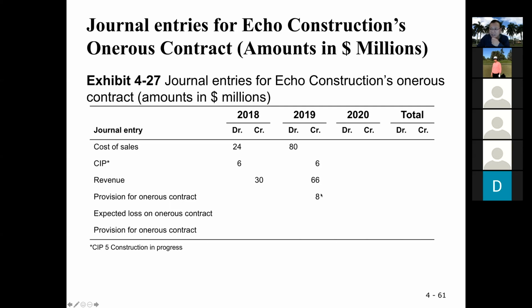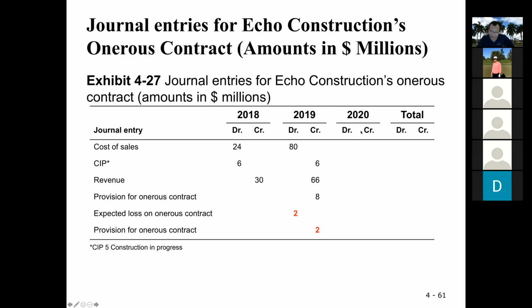Okay, and now expected loss. When you talk about loss, do you debit or credit? Debit. So I'm going to debit 2. That's my expected future loss. And then I'm going to also recognize this as a liability. It's too bad, onerous contract. The loss position is on me. It's my liability. Are we okay with this entry in 2019?